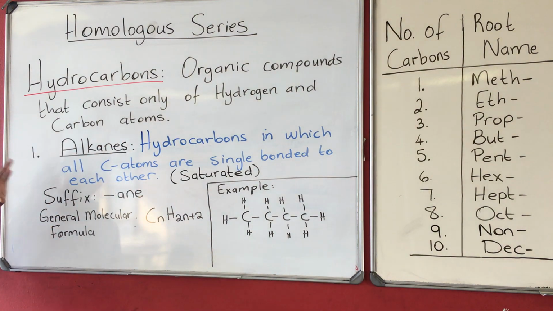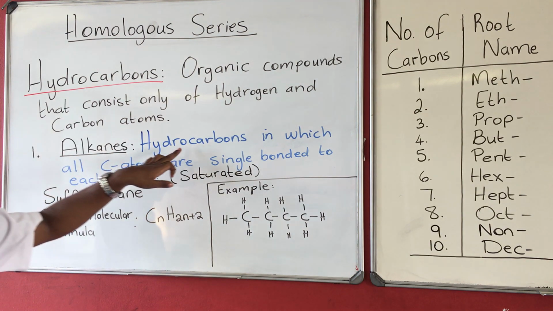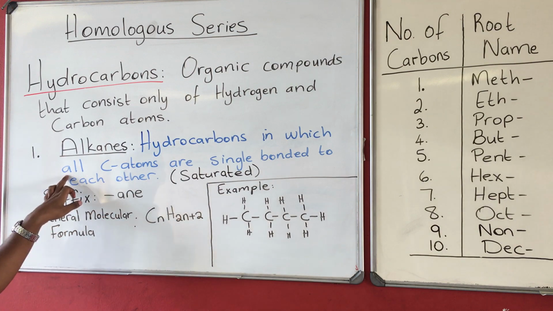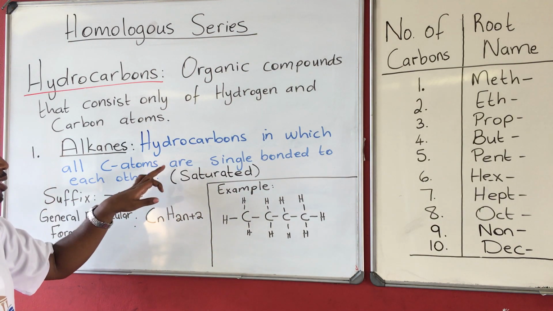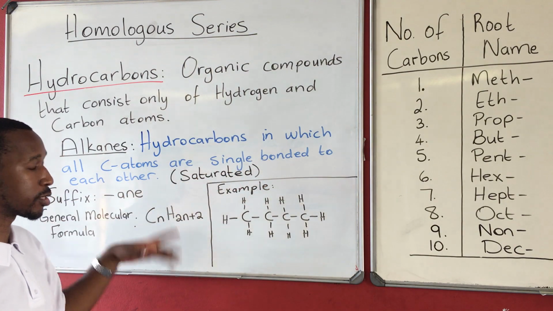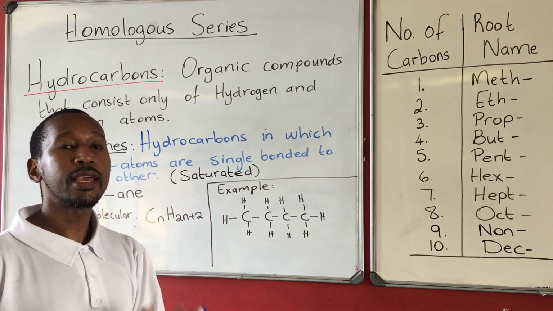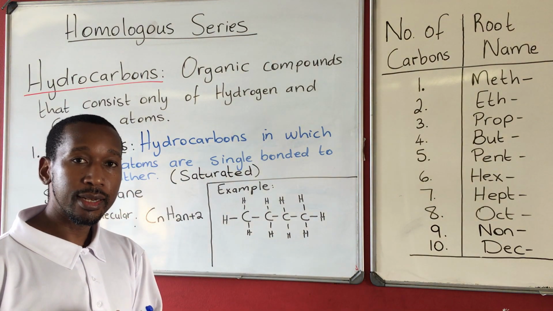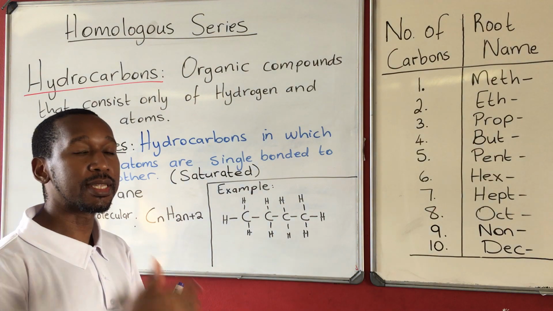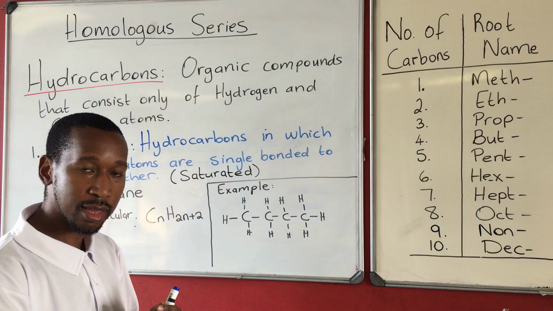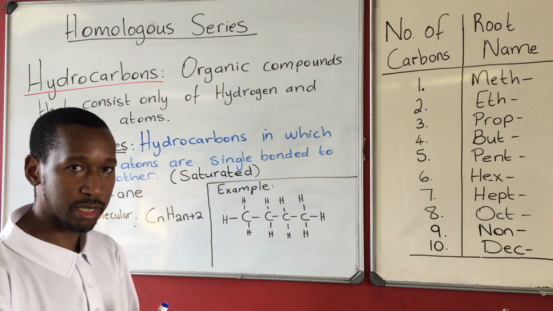So the first group we are going to look at are the alkanes. So the alkanes are hydrocarbons as defined above, in which all the carbon atoms are single bonded to each other. So this is how we're going to identify this particular group. So firstly, it has to be a hydrocarbon. Secondly, when you look at the C atoms, they have to be single bonded to each other. They can't have double bonds between each other. They can't have triple bonds between each other.